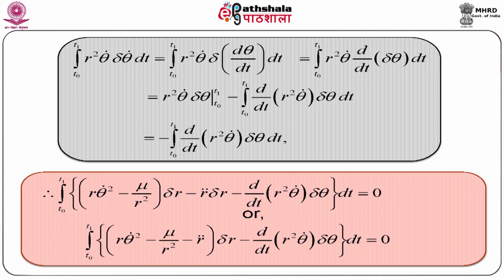Substituting these, we get integration T0 to T1 of (r theta dot square minus mu divided by r square) into delta r minus r double dot delta r minus d dt of r square theta dot delta theta dt equal to 0, or integration T0 to T1 of (r theta dot square minus mu divided by r square minus r double dot) into delta r minus d dt of r square theta dot into delta theta dt equal to 0.